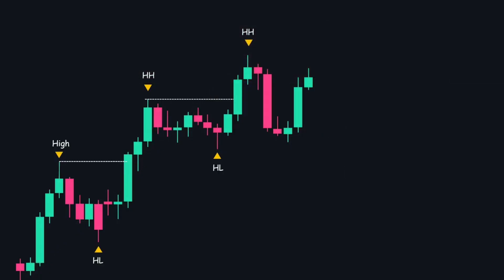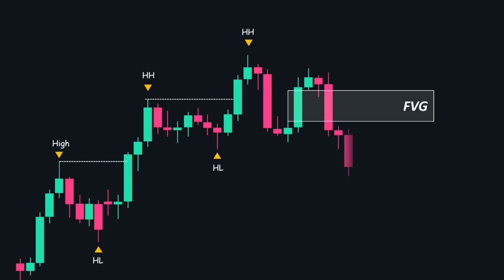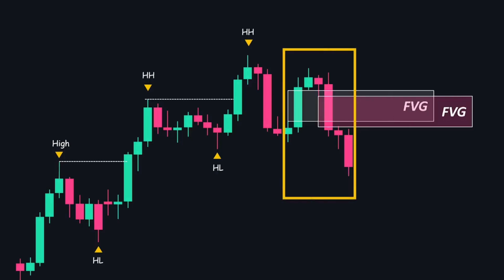Notice how the previous upward move created a fair value gap, indicating strong buying pressure. But suddenly, the momentum shifts, sellers step into the market, and the price forms a bearish gap. This sudden shift tells us that control is moving from buyers to sellers, increasing the probability of a reversal.